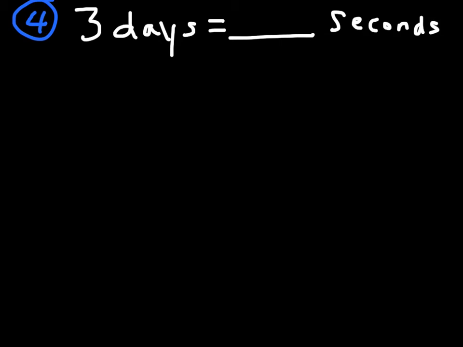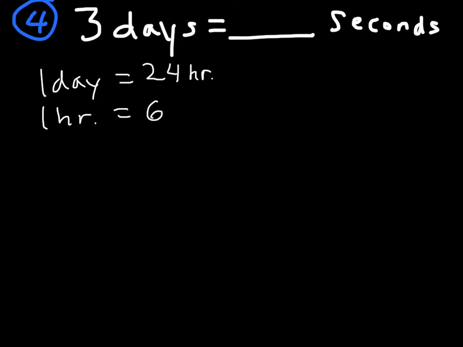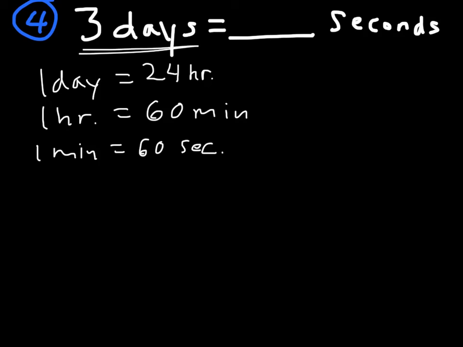So 1 day equals 24 hours. We all know that. 24 hours. And 1 hour equals 60 minutes. And 1 minute equals 60 seconds. So these are all ones that we're pretty familiar with, so we should be able to do this relatively easily. We start with our original again, which is 3 days. And I'm going to multiply that by a fraction here.